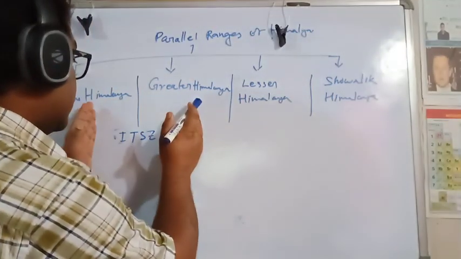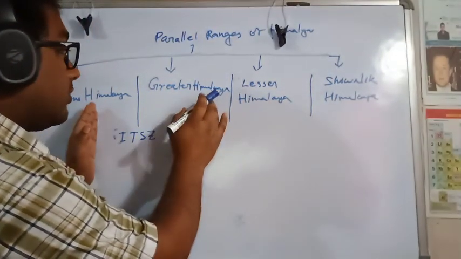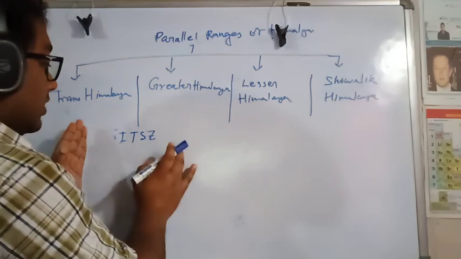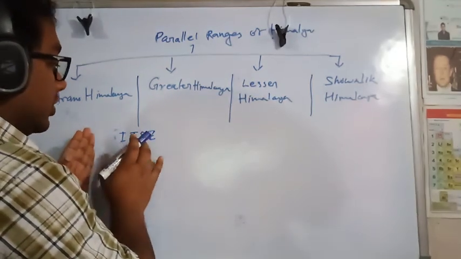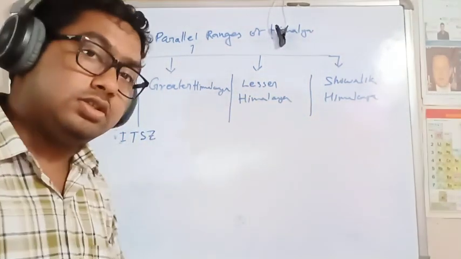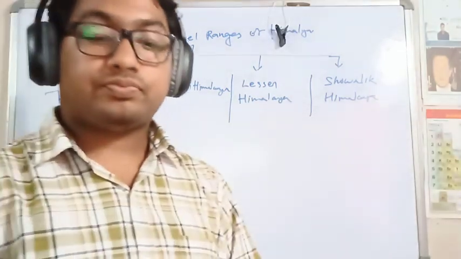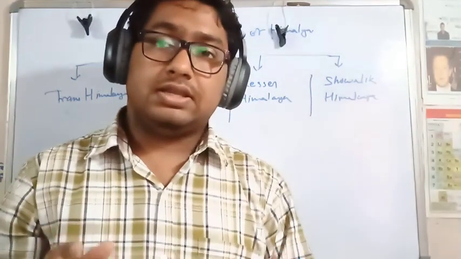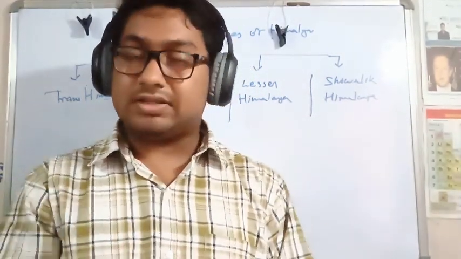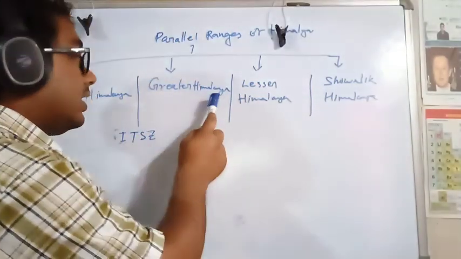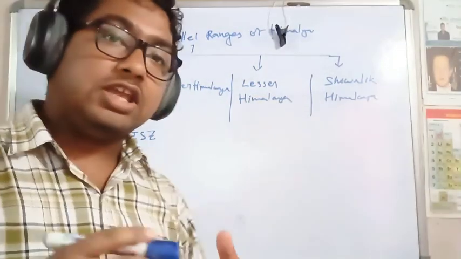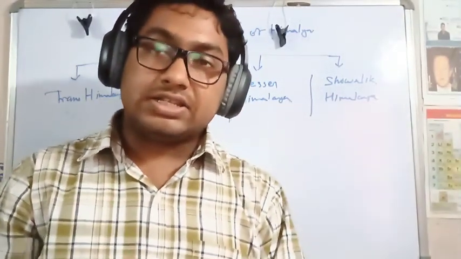The Greater Himalaya is separated from the Trans Himalaya by the Indus Transport Suture Zone, or Hing line. This is simply said. This Himalaya is known as the Himadri. The Great Himalaya is known as the Himadri. This is the highest range of the Himalayas.